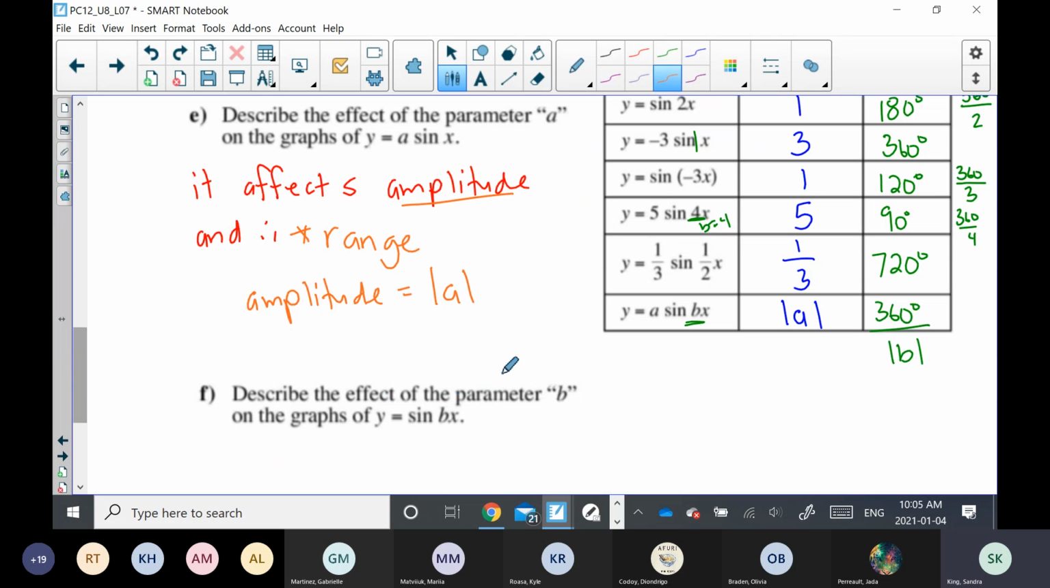Okay, describe the effects of parameter B on your graph. So yes, we know that A is like a vertical stretch, right? But the vertical stretch is going to affect the amplitude. Yes, we know that B is a horizontal stretch, but what that affects is period. So the B value affects the period of the graph.